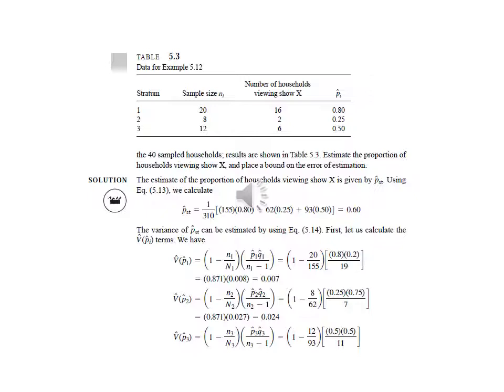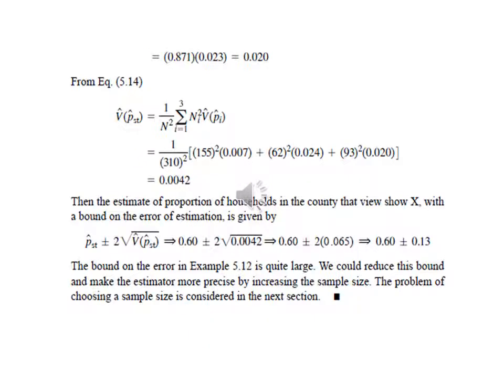Next, the variance of p hat stratum. We calculate the variance for each stratum: V hat p hat 1, V hat p hat 2, V hat p hat 3. This is a direct substitution, direct application to calculate the variance for each stratum. It's very important to know, and you must study. I want every student to study this slide very closely, related to calculating the variance for each stratum in population proportion. V hat p hat 1 equals 0.007, V hat p hat 2 equals 0.024, and V hat p hat 3 equals 0.020.